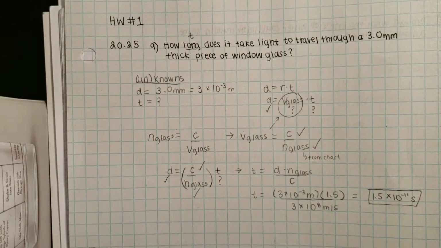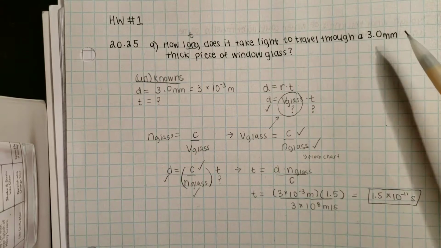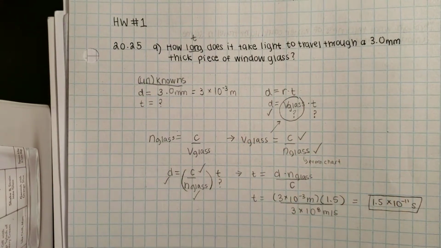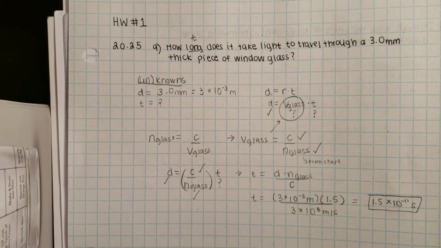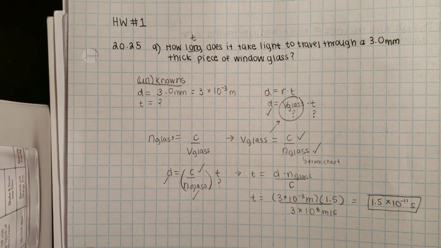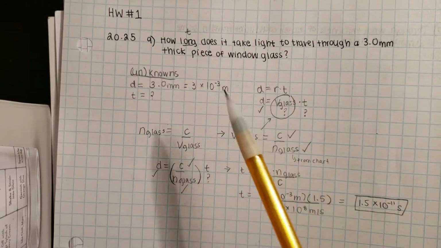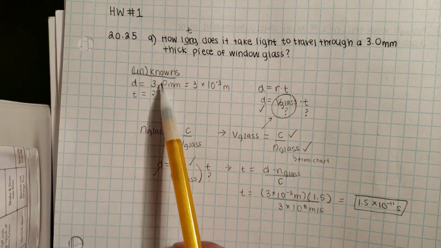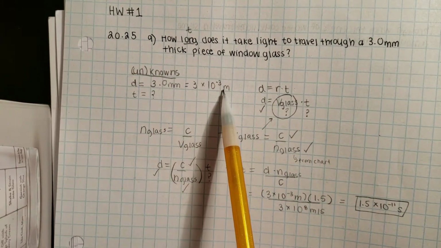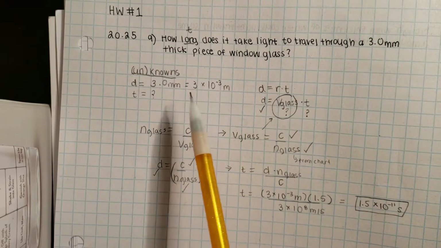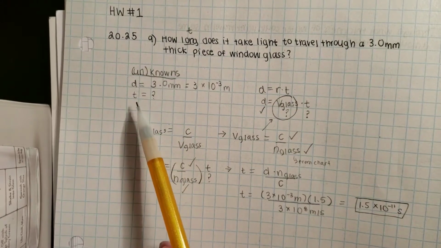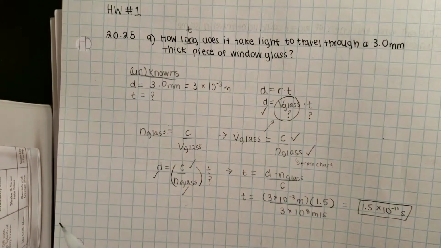And we're given that the piece of glass is 3.0 millimeters thick, and that just means that that is the distance it's going to take for the wave to travel through this medium, and therefore D is equal to 3.0 millimeters. We convert that to 3 times 10 to the negative third meters, just to make it easier for conversions later on. And then T, of course, is our unknown. So we've listed our unknowns, and now we can move on to solving.